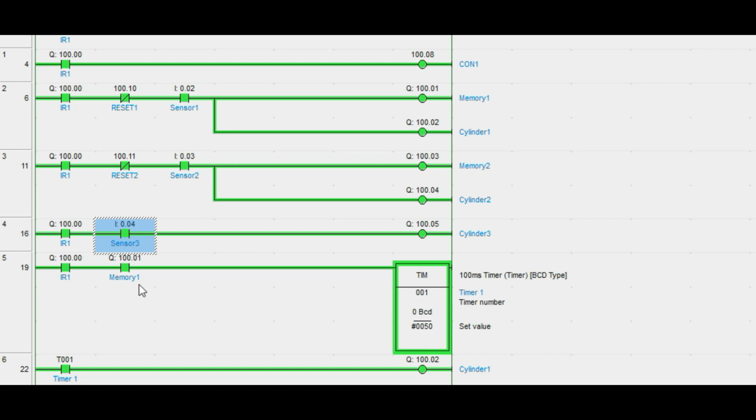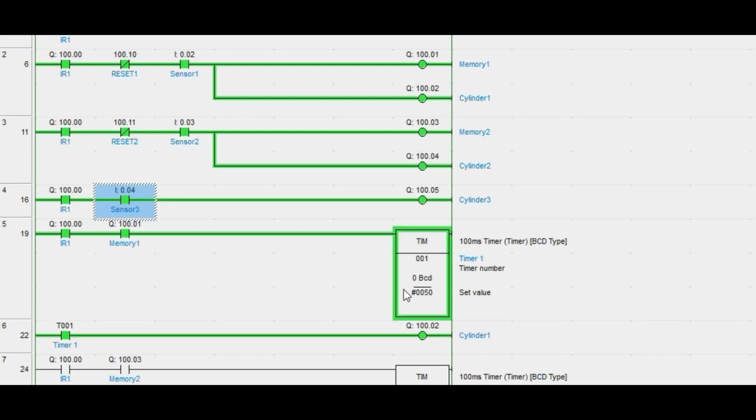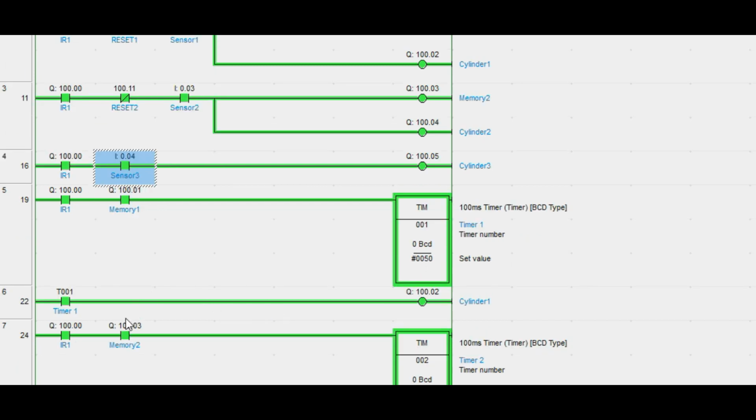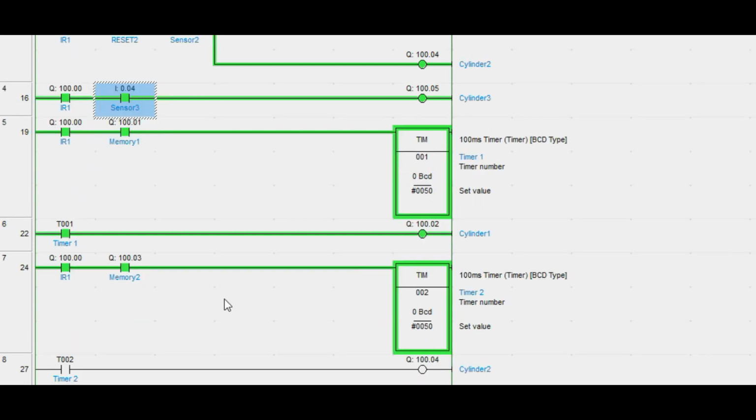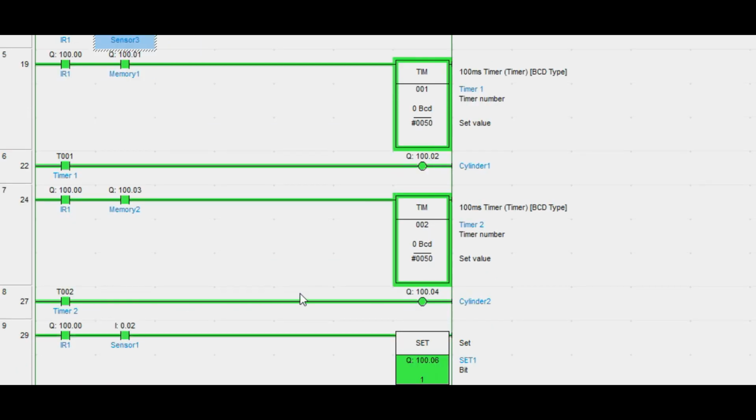Memory 1 is active and sends the signal to timer 1. The timer is set for 5 seconds. After that, cylinder 1 retracts. Same goes for rung number 7. Memory 2 will send the signal to timer 2 and after 5 seconds, cylinder 2 will retract.